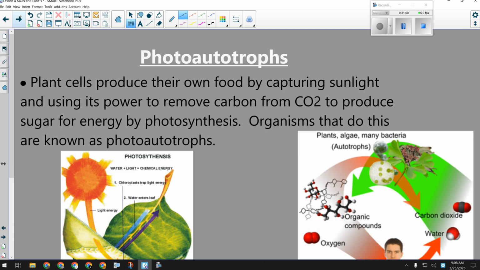All right, the other mode of nutrition we're going to talk about, photoautotrophs. Photo means light, auto means self, troph means feeding. So photoautotroph, light, self-feeding. Chemoheterotroph, chemicals from other organisms for feeding. Photoautotroph, light, self-feeder. So plant cells obviously can produce their own food as long as they have carbon dioxide and water available, and of course, light as the energy source.